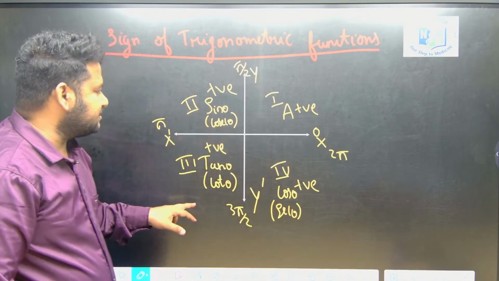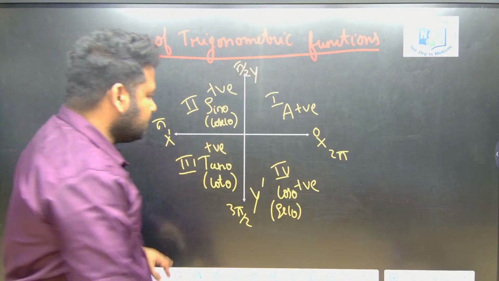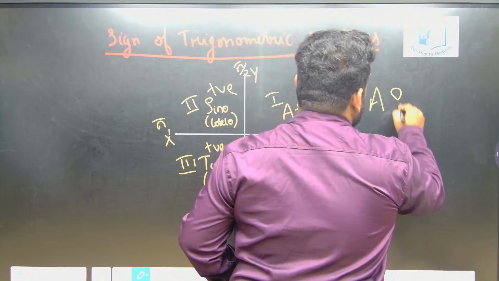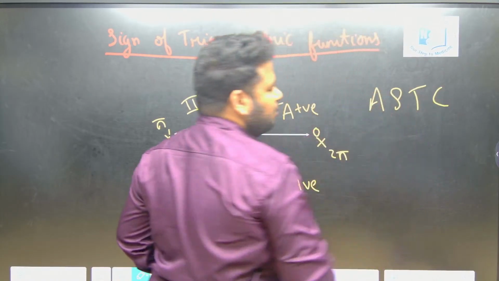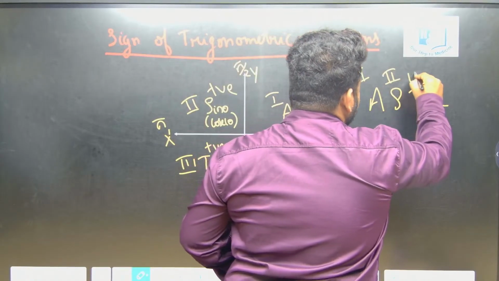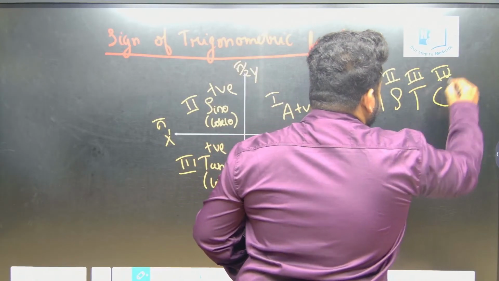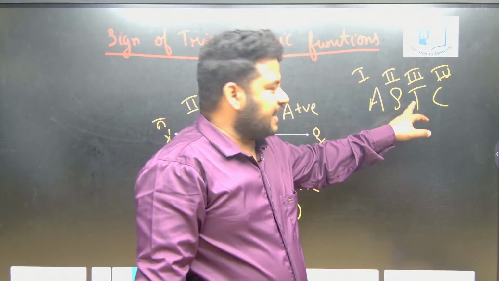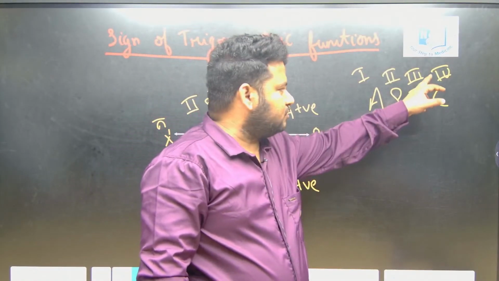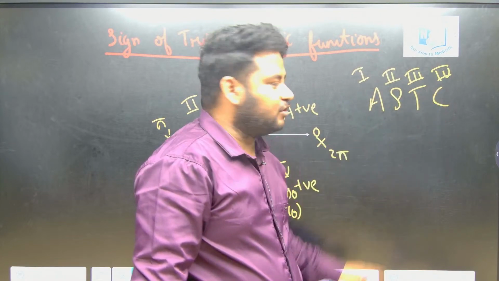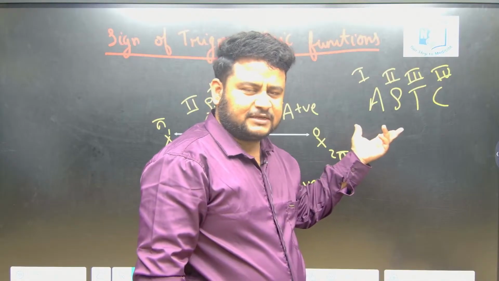How to remember this? We call it the ASTC rule. That means first quadrant all are positive. Second quadrant sin is positive. Third quadrant tan is positive and its reciprocals are positive. Fourth quadrant cos is positive.